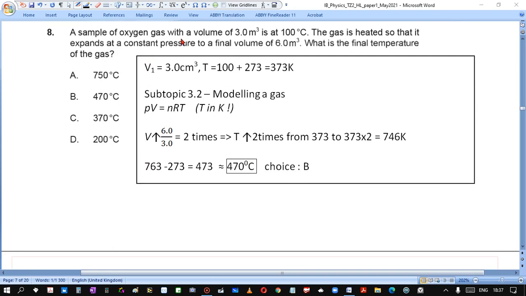A sample of oxygen gas with a volume of 3 m³ is at 100 degrees Celsius. The gas is heated so that it expands at constant pressure to a final volume of 6 m³. What is the final temperature of the gas?